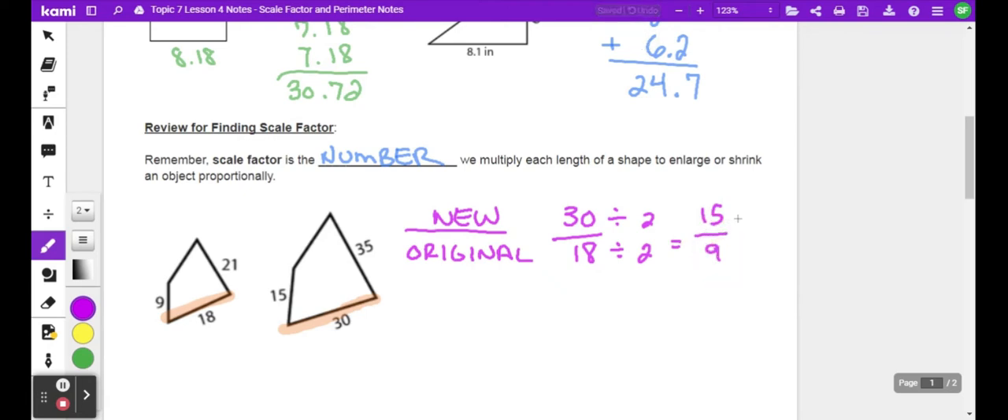And then I can divide those both by 3, which is going to give me 5 over 3. So sometimes people will say that the scale factor is 5 over 3. Some people will take that scale factor of 5 over 3 and turn it into a mixed number, which would be 1 2/3. So the new shape, or the larger shape, is 1 2/3 times larger than the original. And some people actually will make it into a decimal, which would be 1.66 repeating.